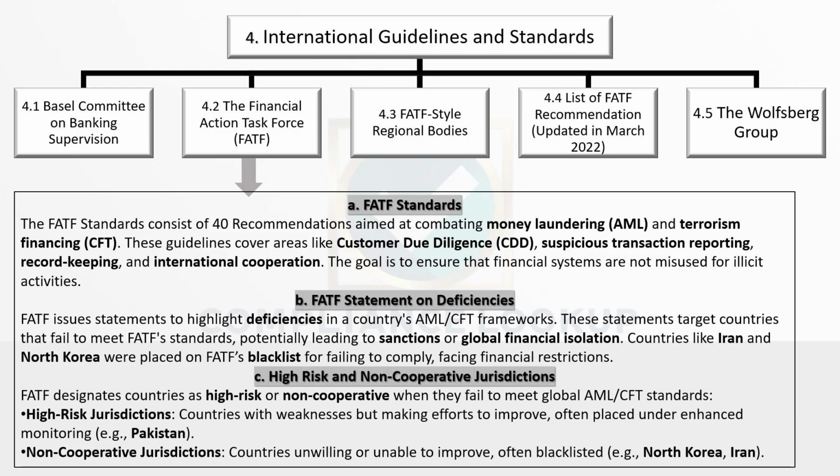Example: North Korea and Iran are examples of countries that were placed on FATF's blacklist for being non-cooperative and failing to implement international AML CFT standards. Countries on the blacklist face international sanctions, including limitations on financial transactions and access to global financial markets.